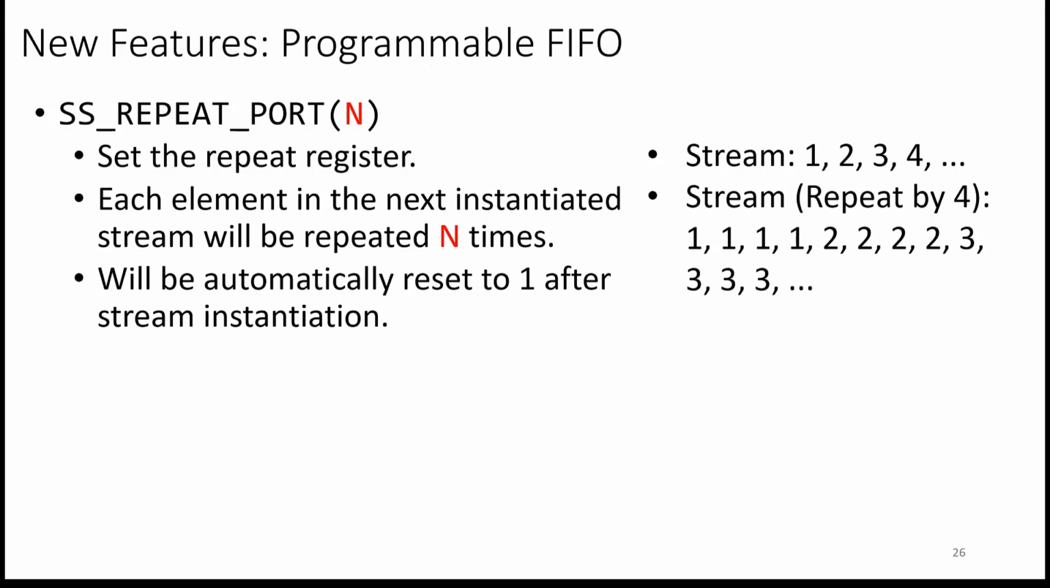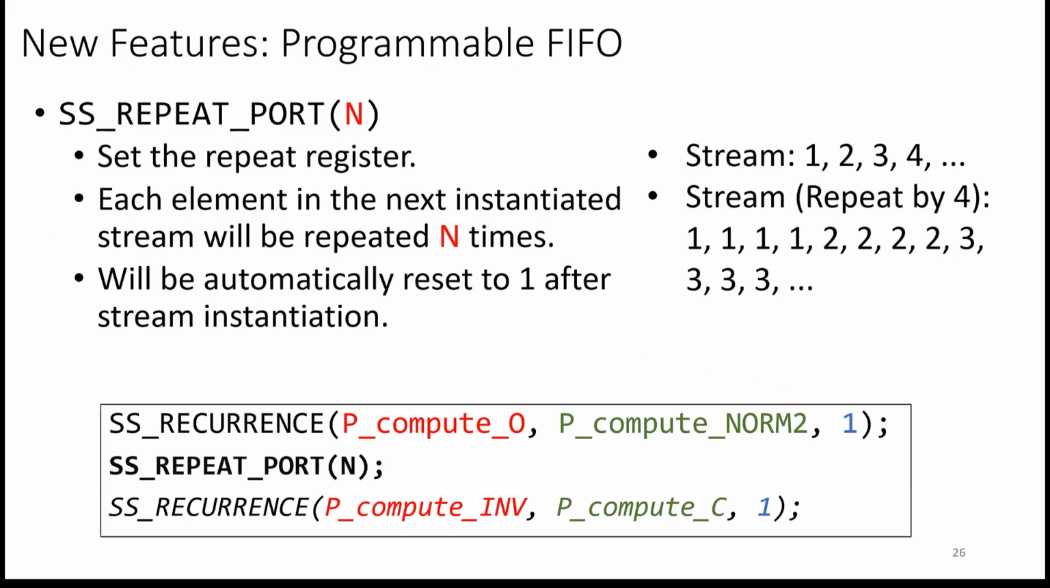So this intrinsic, when instantiating a stream, the element in this stream will be repeated several times and then popped from the FIFO. So for example, a 1, 2, 3 stream will be repeated in a stream like this. So we just inject this intrinsic right before the recurrence. So this value will be duplicated n times.